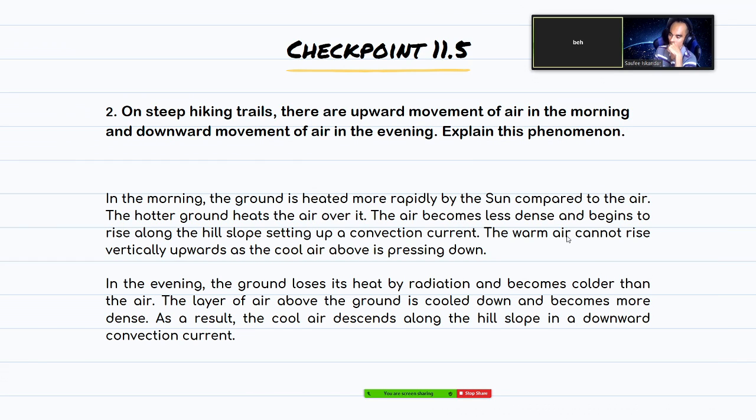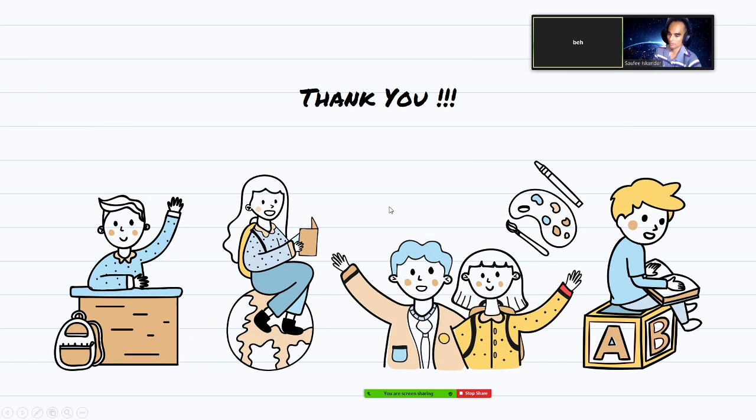In the evening, the ground loses heat by radiation and becomes cooler than the air. The layer of air above the ground is cooled down and becomes more dense. As a result, the cool air descends along the hill slope in a downward convection current. I think that's all.